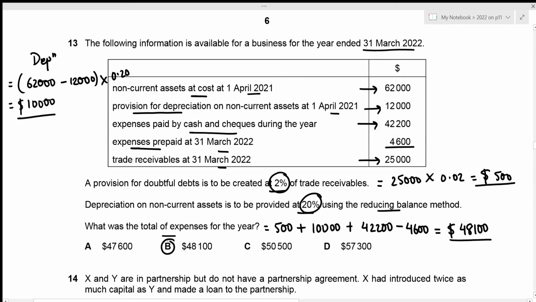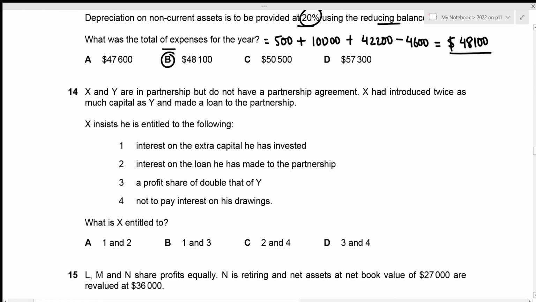This concludes question number 13. We can now move towards question number 14. X and Y are in partnership but do not have a partnership agreement. Alright, X has introduced twice as much capital as Y and made a loan to the partnership. X insists he is entitled to the following. We just need to figure out which of these is X entitled to.